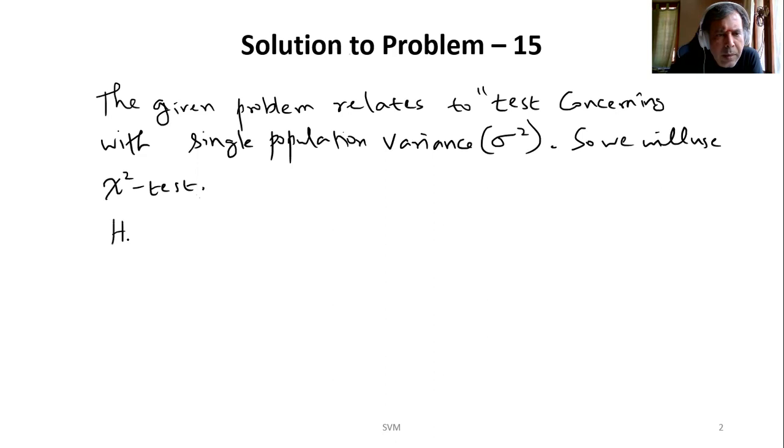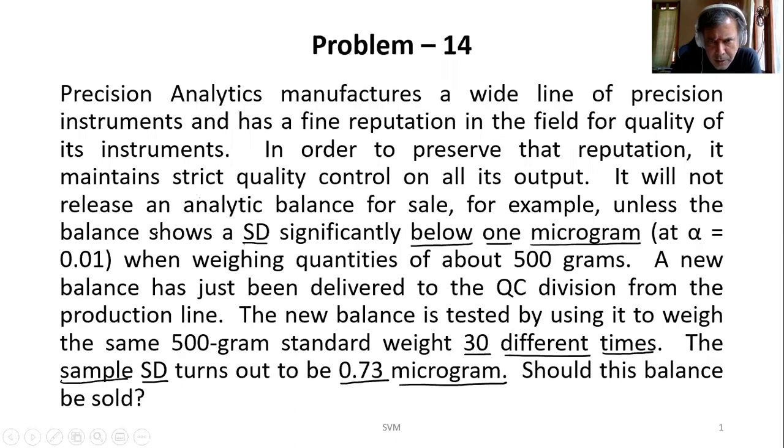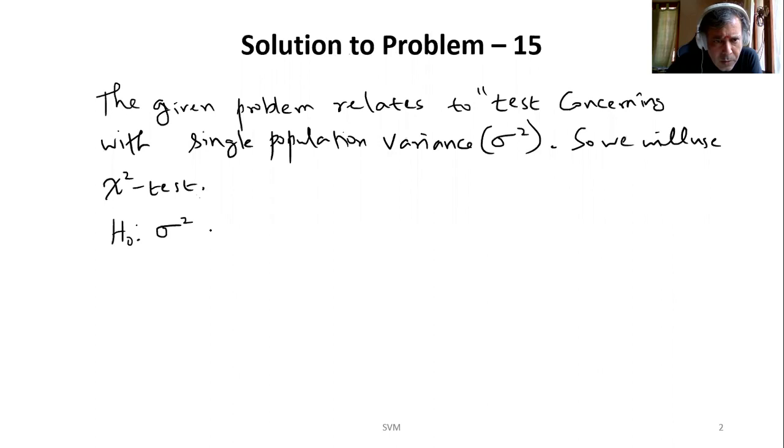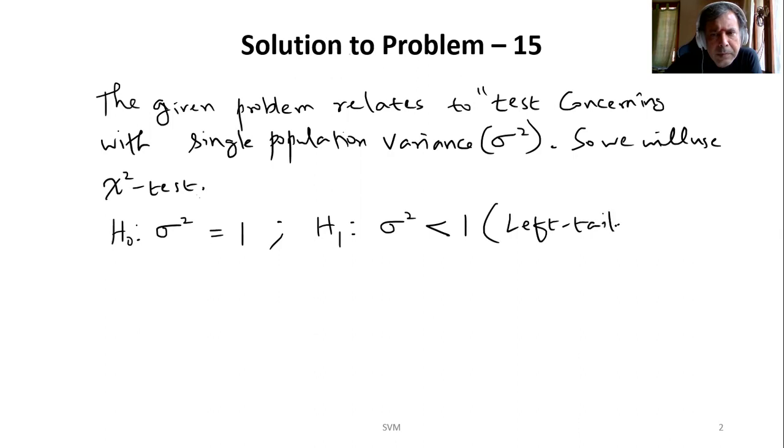And now the null hypothesis: the population variance is 1 microgram, so sigma square will be 1 only. Then the alternative hypothesis: it should be less than 1. Means it becomes a left-tailed test because it is focusing on less than 1.